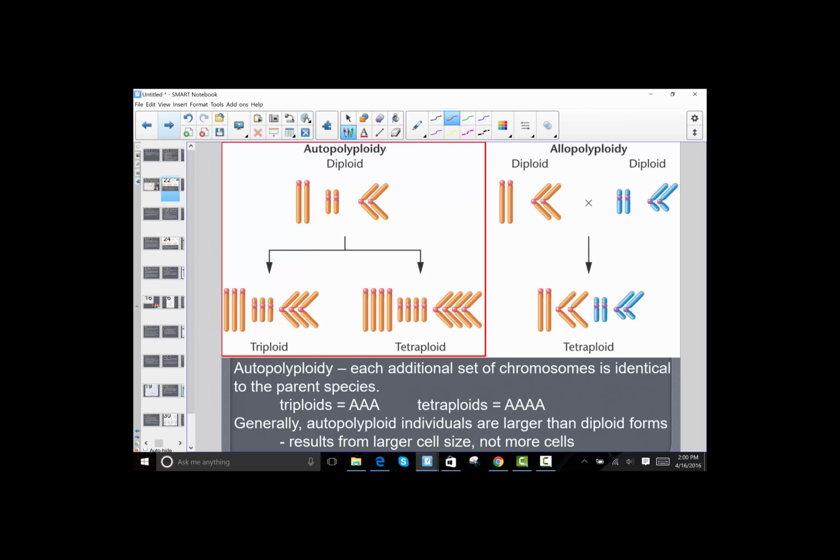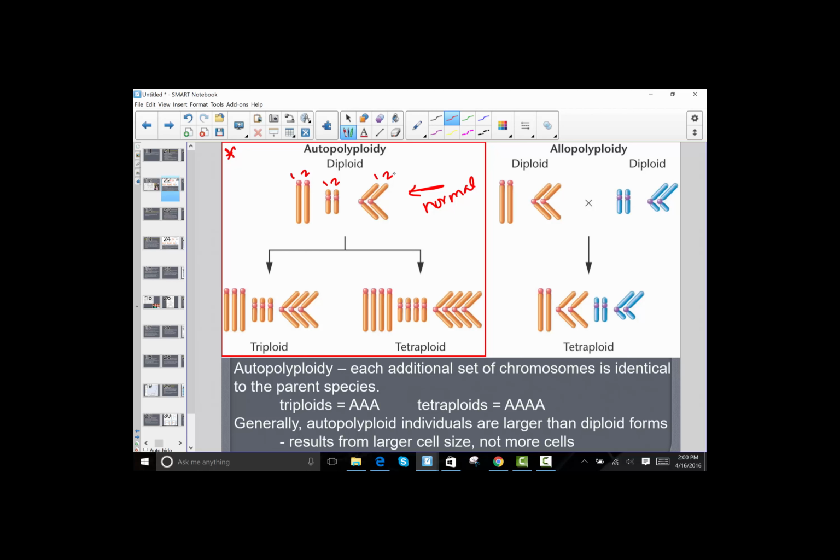So this is an example of autopolyploidy and allopolyploidy. We're going to look at autopolyploidy first, hence the red outline here. So this is where we're going to start. Remember that each additional set of chromosomes is identical to the parent species. What we're looking at here is our normal complement of chromosomes. This is going to be your 2N, meaning that we have 2 copies of each chromosome. So this is going to be our diploid set.